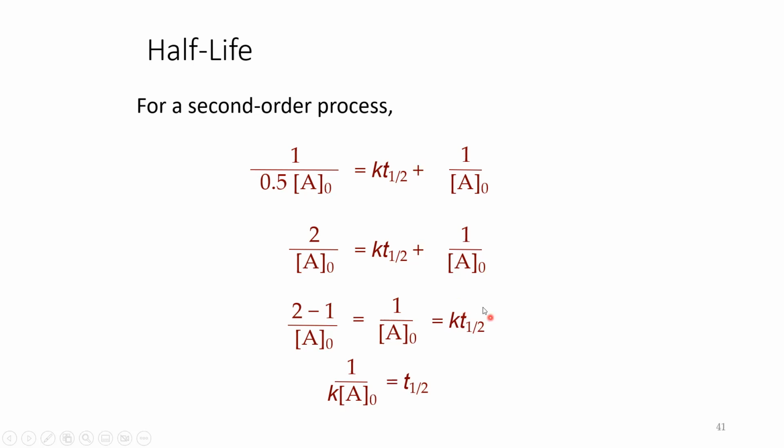And again, we're isolating the time for the half-life, so we can divide by that rate constant. And we'll see for a second order process, if we need to determine how long the half-life is going to be, it's going to be the inverse of that rate constant times the initial concentration.